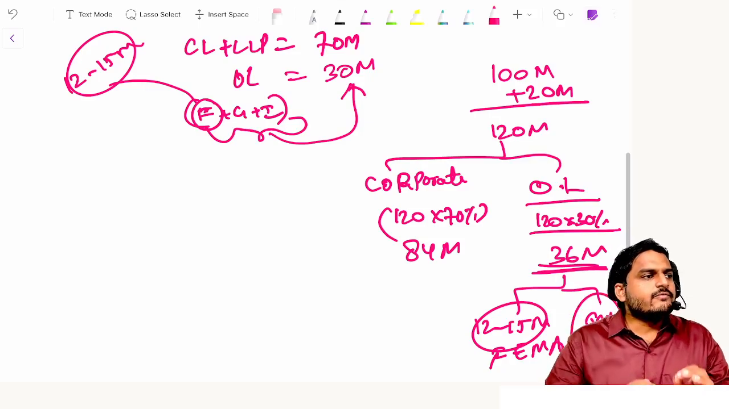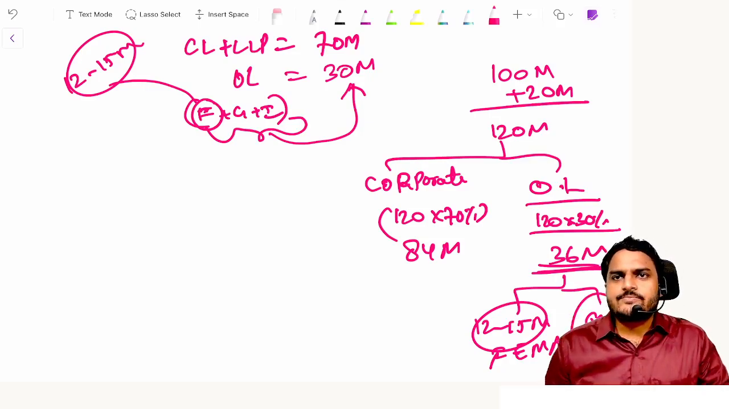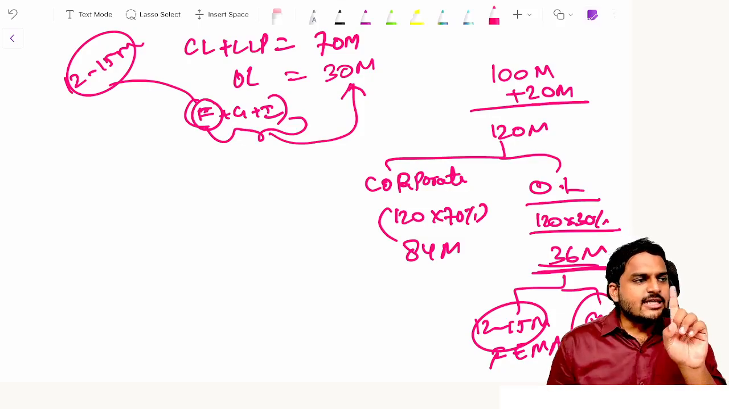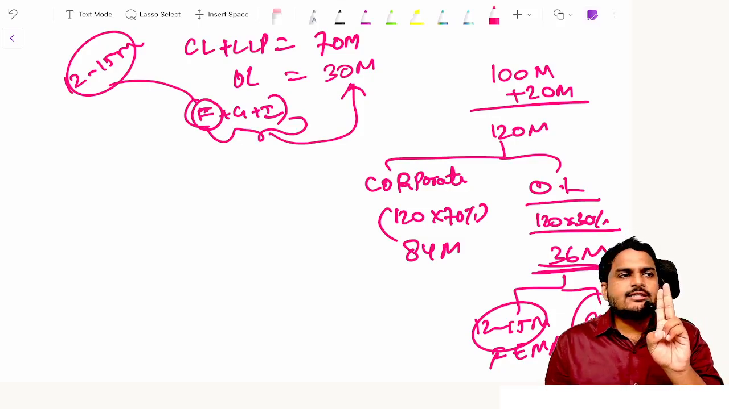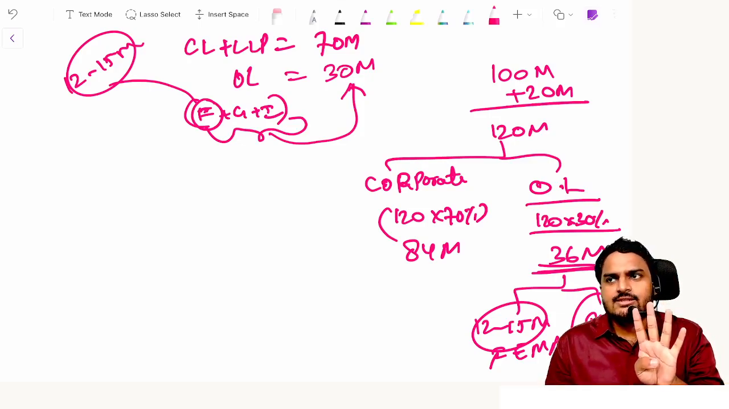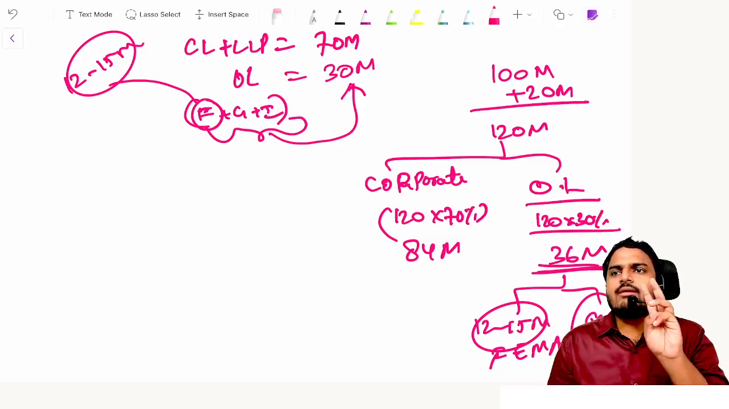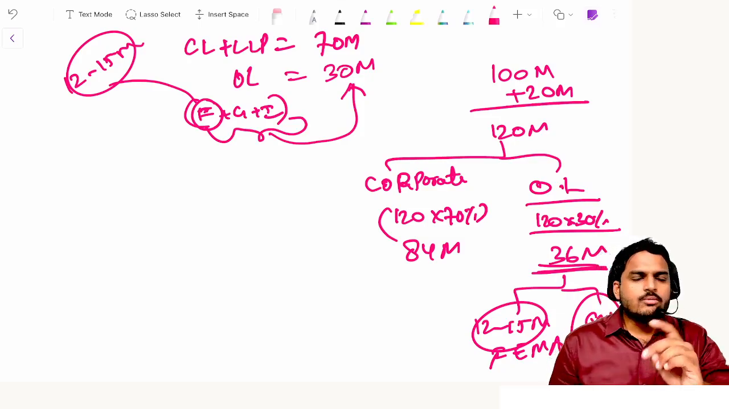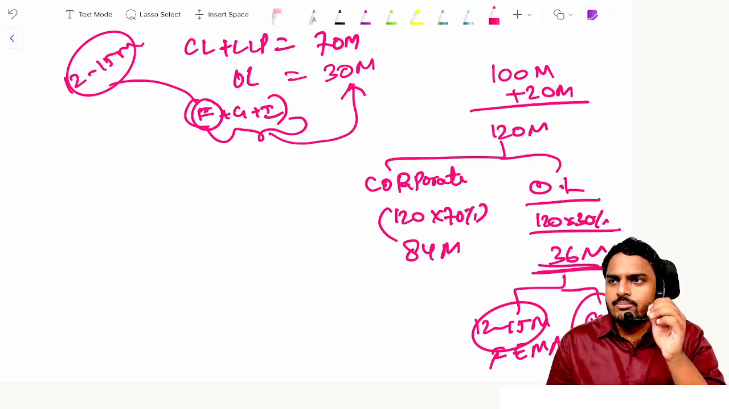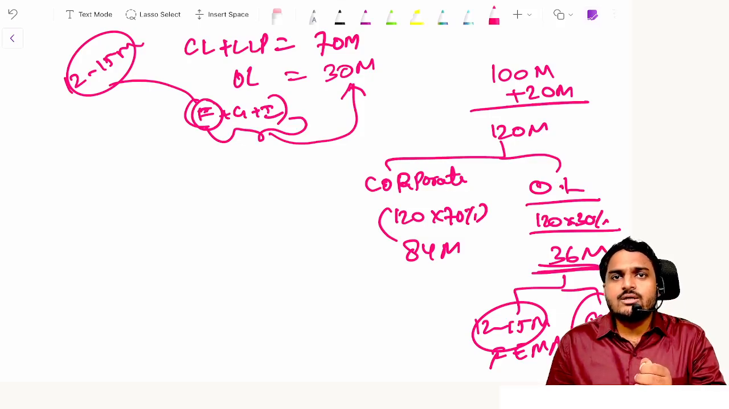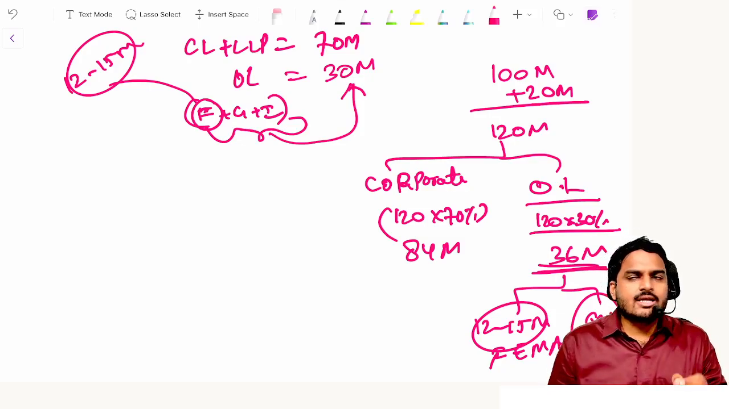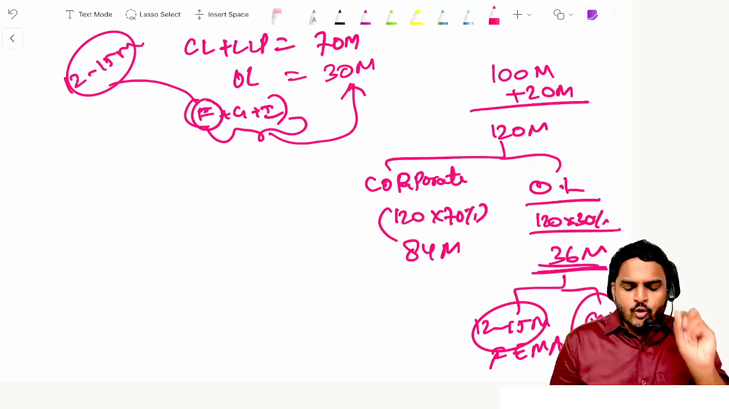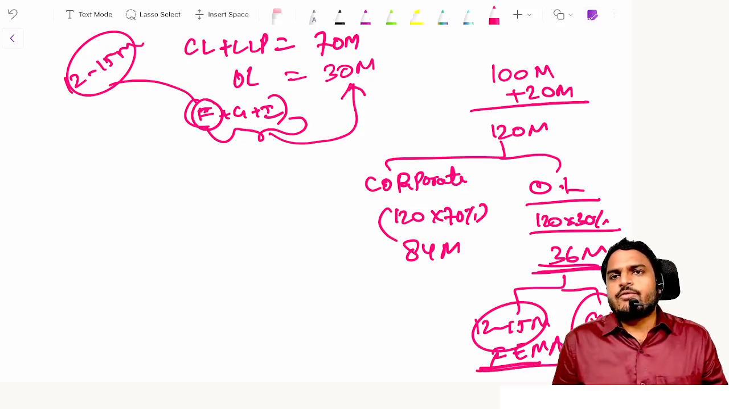In FEMA, we are having only 4 concepts: residential status, foreign exchange, foreign security, current account transactions, capital account transactions. Under current account transactions, we are having 3 schedules. Schedule 1, prohibited current account transactions. Schedule 2, permitted current account transactions, where Government of India permission is required. And Schedule 3, RBI permitted transactions. Of course, LRS is there. So by reading these 4 concepts, you can score 12 to 15 marks.